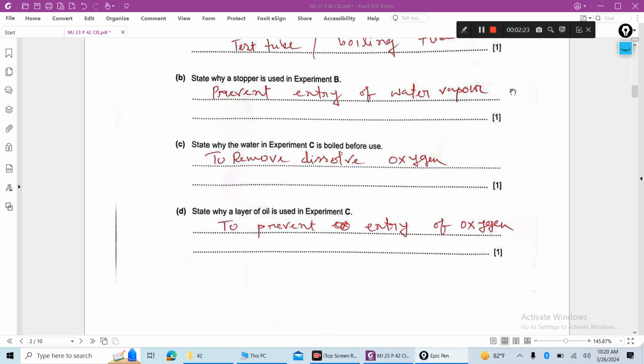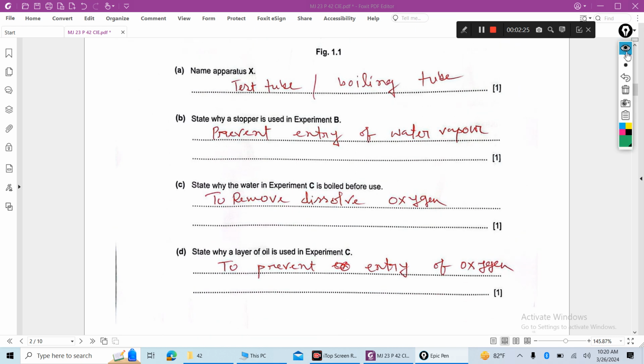Next, C, state why the water in experiment C is boiled before use. Boiled water does not contain any oxygen, dissolved oxygen. So to remove dissolved oxygen, if you boil water, oxygen will be removed.